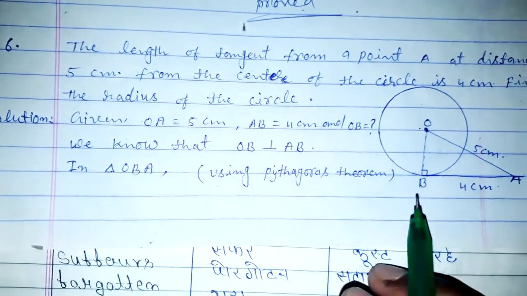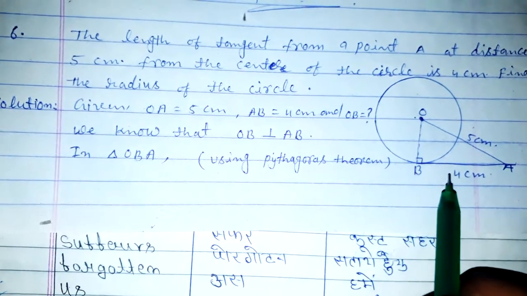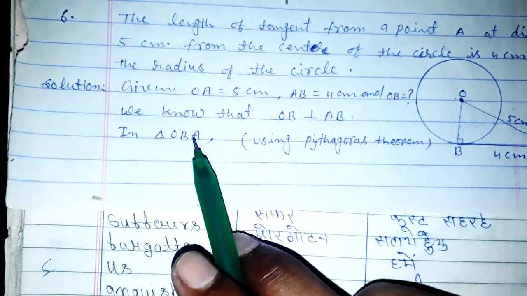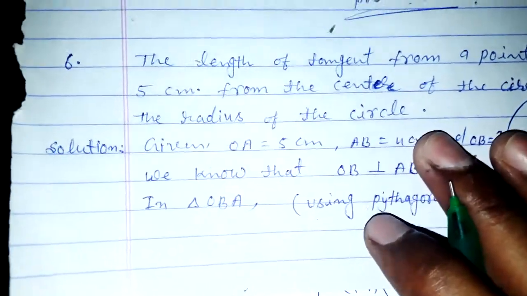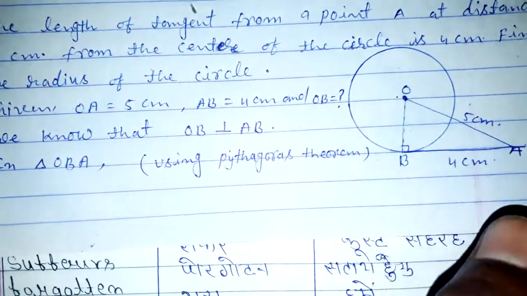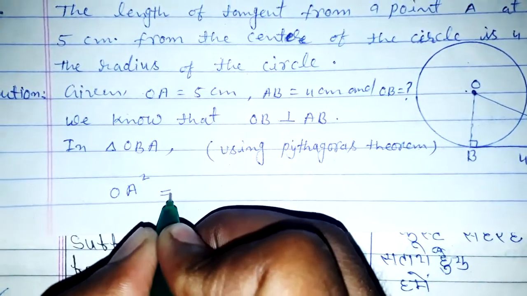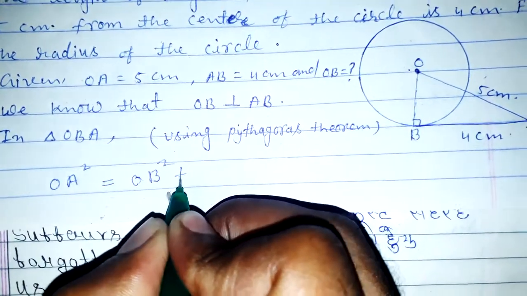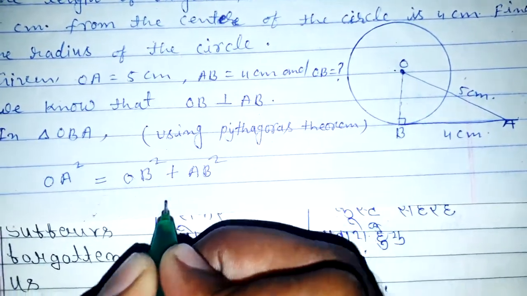We know that OB is perpendicular to AB, because OB is the radius and AB is the tangent. In triangle OBA we use the Pythagoras theorem. Hypotenuse squared: OA square is equal to OB square plus AB square.